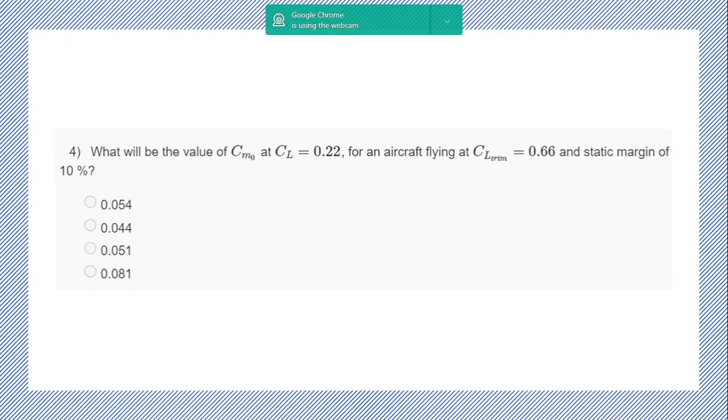Okay. Next question. What will be the value of Cm naught at CL equal to 0.22 for an aircraft flying at CL trim 0.66 and static margin of 10%? Just read this question carefully for some time and then tell me how to proceed. How do we proceed with this? Just read it carefully. When they say Cm naught, what do they mean? What is Cm naught?